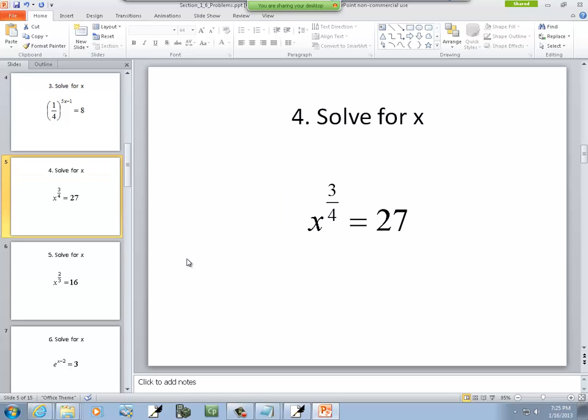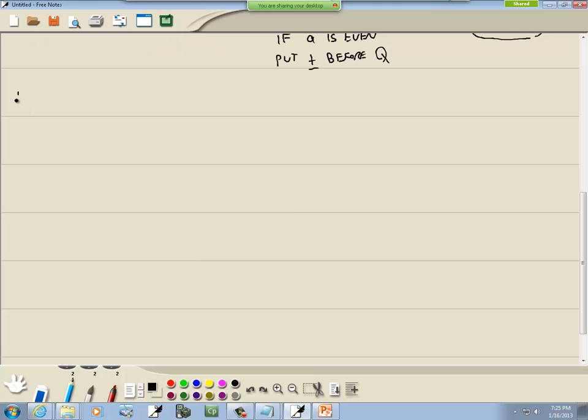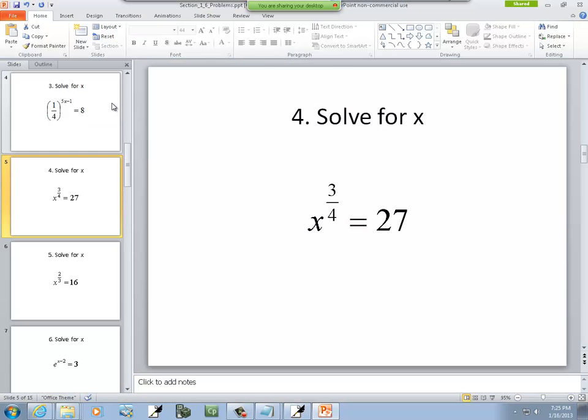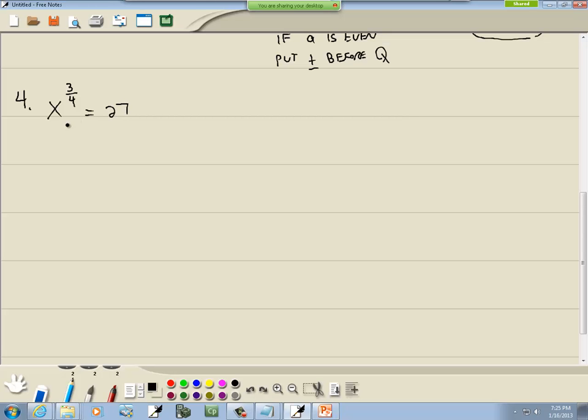So let's take a look at our first problem here. We've got x to the 3/4 power equals 27. Now we're solving for x, and we've got a fractional power here. So what I can do is take both sides to a power equal to the reciprocal of 3/4. So I'm going to take both sides to the 4 over 3 power.